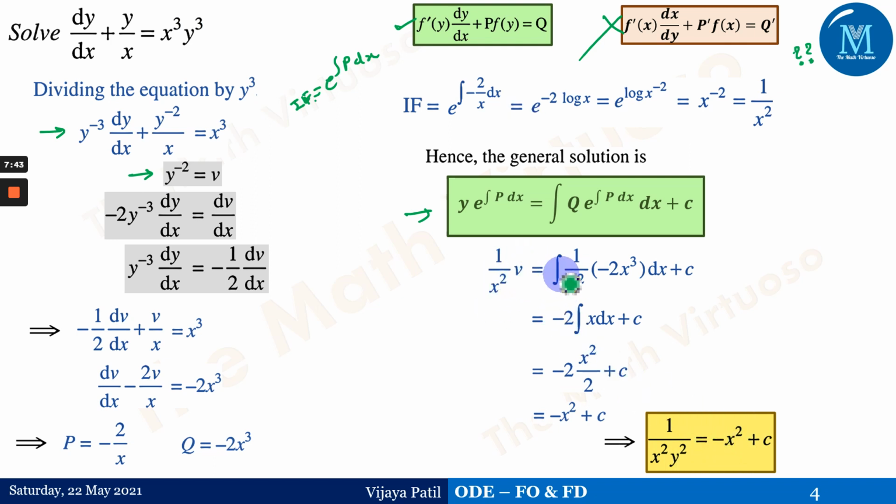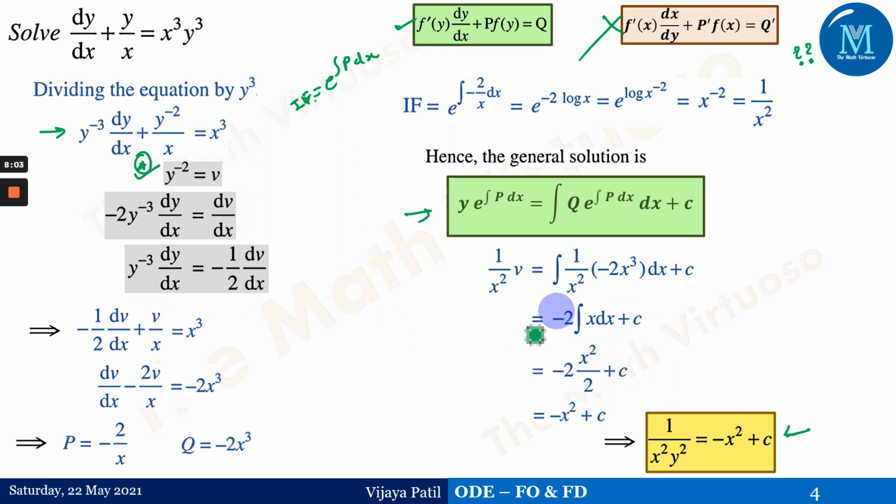So 1 upon x square into v is equal to the integration of 1 upon x square into minus of 2x cube dx plus c. So this particular equation will reach this particular answer, right? It's very simple, only this particular step we need to have an understanding of, right?